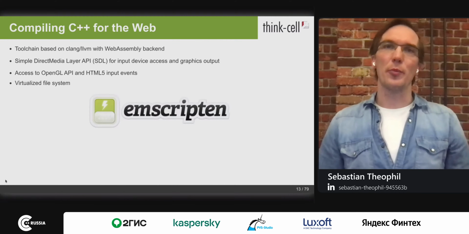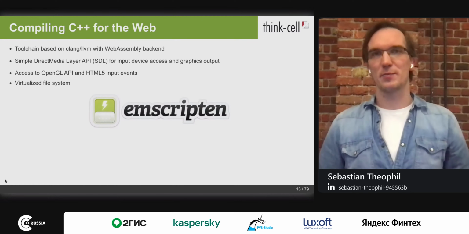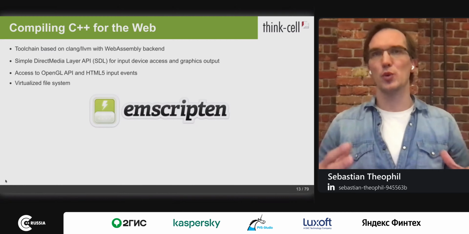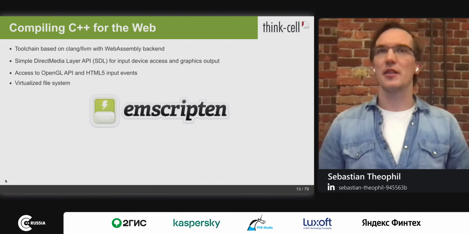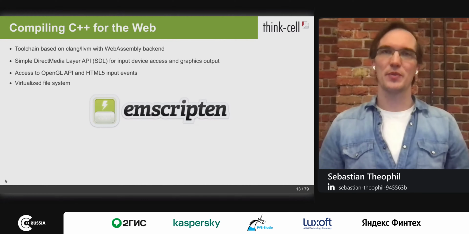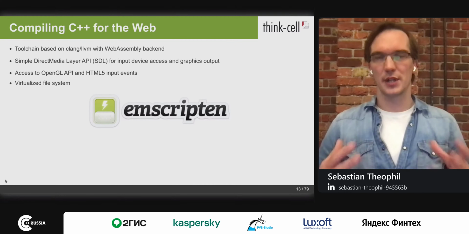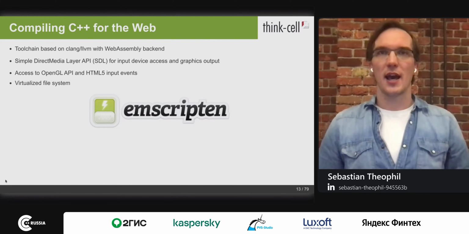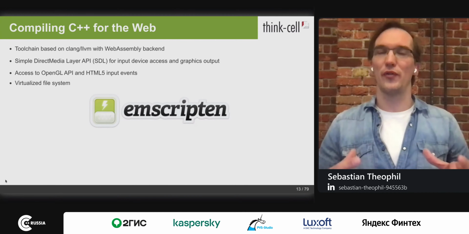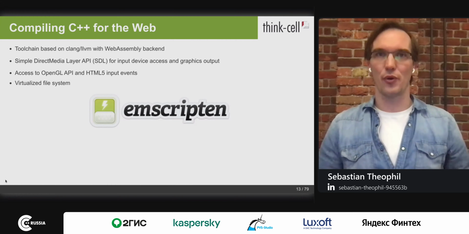So having a binary format is not yet enough to get C++ on the web. We also need some toolchain and runtime support. And this is what Emscripten provides. Emscripten is both the toolchain, which is essentially Clang, which has a WebAssembly backend, and a set of runtime functions that provide useful functionality to our C++ program.